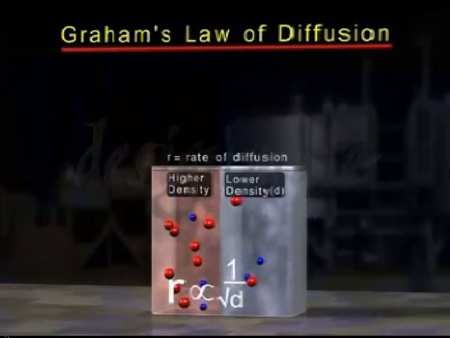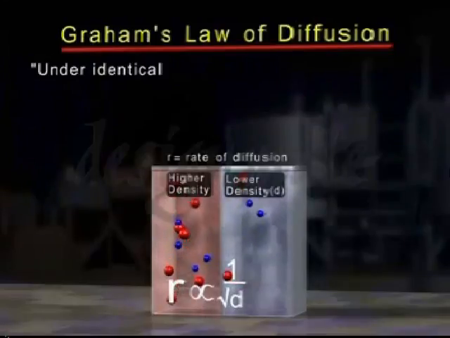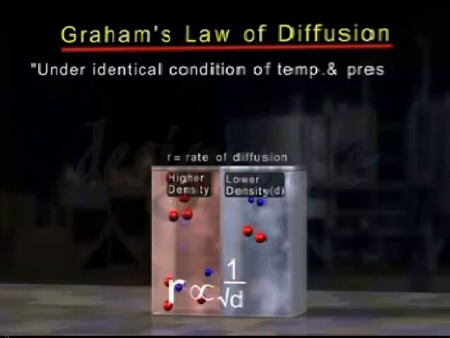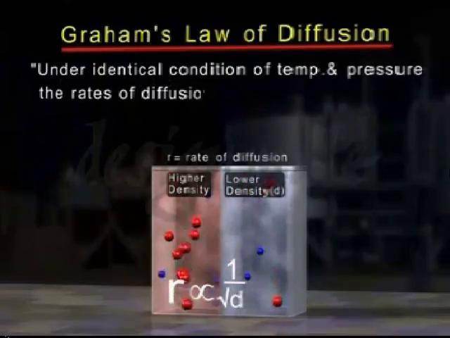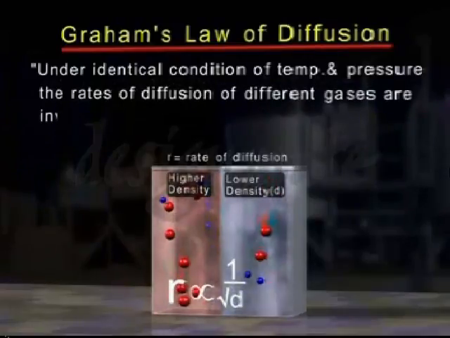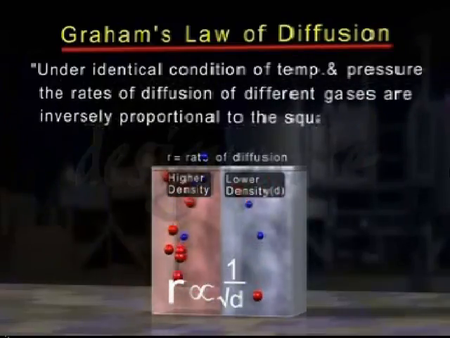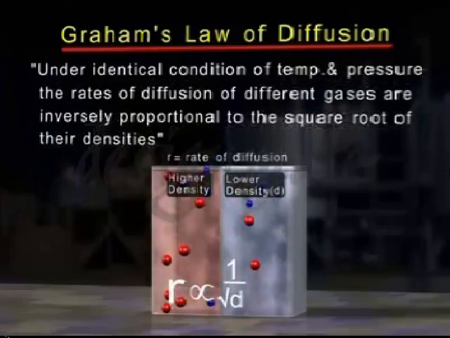The law states that under identical conditions of temperature and pressure, the rates of diffusion of different gases are inversely proportional to the square root of their densities.